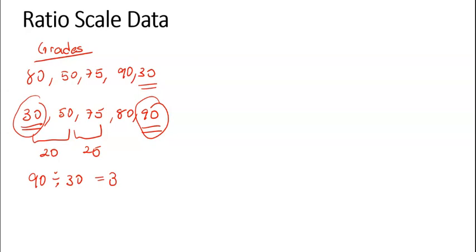And the last thing, it does contain 0 as a starting point. Let's say we have another student who didn't answer any question, or didn't answer any question correctly, and got 0. So we have a 0 grade here, which will be at the beginning. And this 0 has meaning. That means the student didn't answer any question correctly. Also, a student cannot get any score lower than 0. So this is ratio scale data.